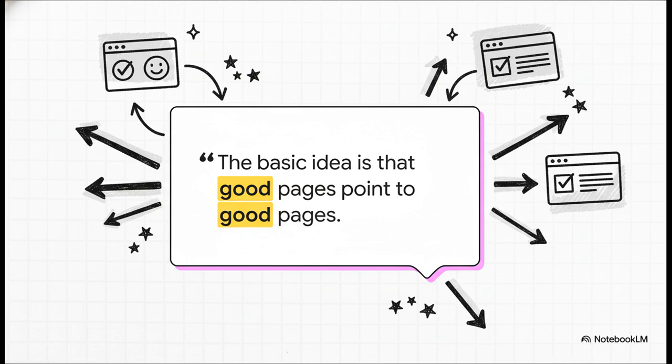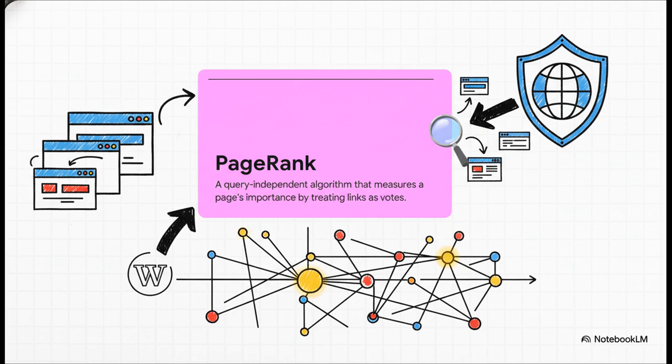It was a massive shift from ranking what a page says about itself to ranking what the entire web thinks about that page. This idea was baked into an algorithm called PageRank. It basically calculates a general authority score for every single page on the web, just based on that link structure. The important thing here is that it's query independent. That score is calculated way ahead of time, not when you're searching.